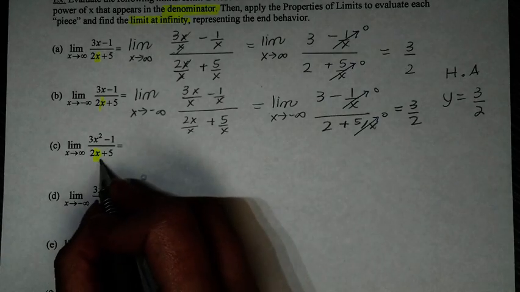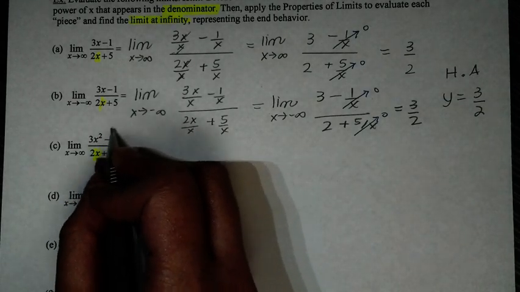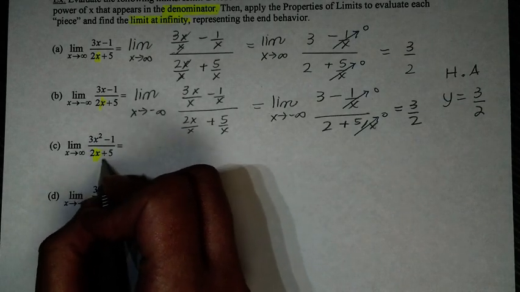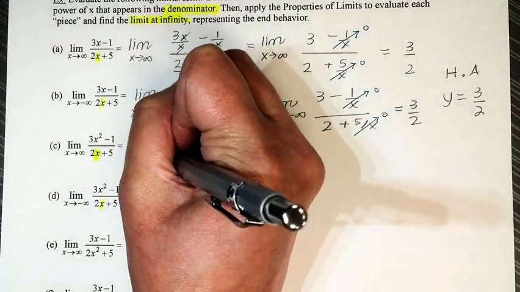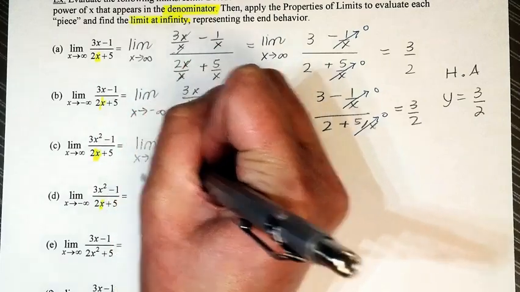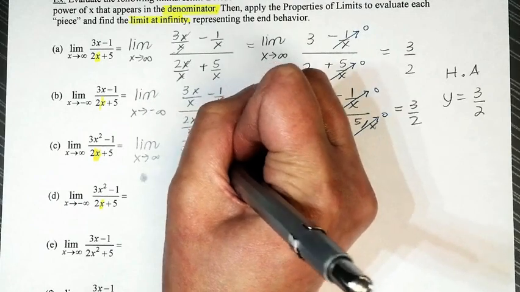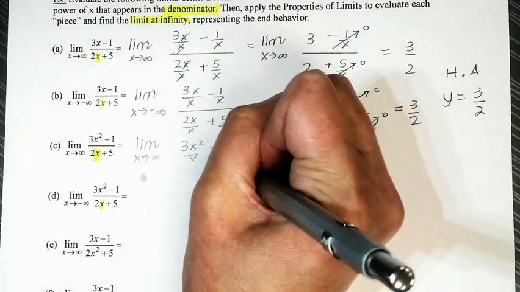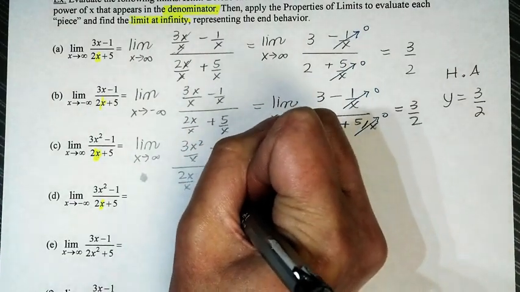Okay? So what we have in C, what do you have? You have that the exponent of the numerator is going to be 2, the degree of the numerator is 2, and the degree of the denominator is 1. Therefore, we're going to divide all of the terms by what? x. Okay, again, x, because that's the highest exponent of the denominator. So you have 3x squared divided by x minus 1 divided by x divided by, what's that? 2x divided by x plus 5 divided by x.